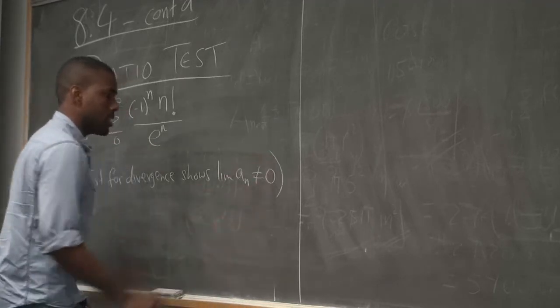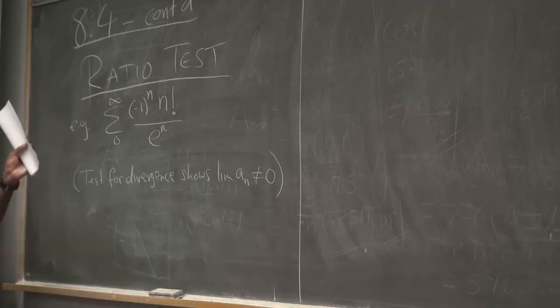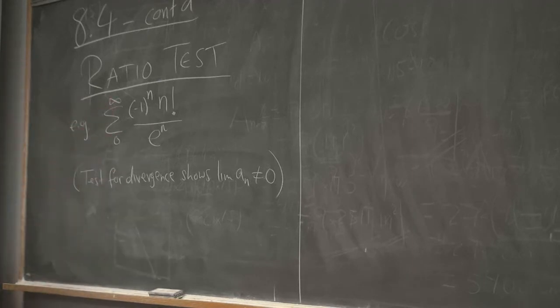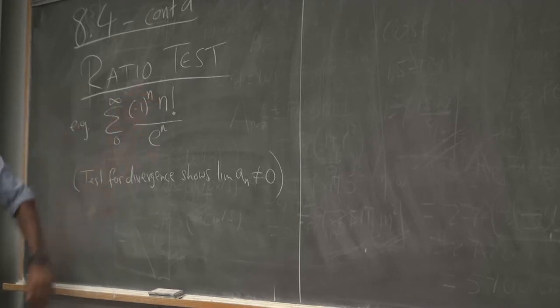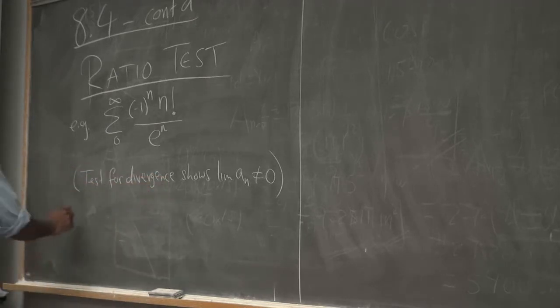But let's say you're in an exam, so you forgot that whole rule, you're freaking out, and you remember, oh, factorials and exponentials, ratio test, okay? That's that situation. But this also works with tests for divergence. That limit actually goes to infinity. Right? So if you remember that, this is good enough, right? Here's another way.